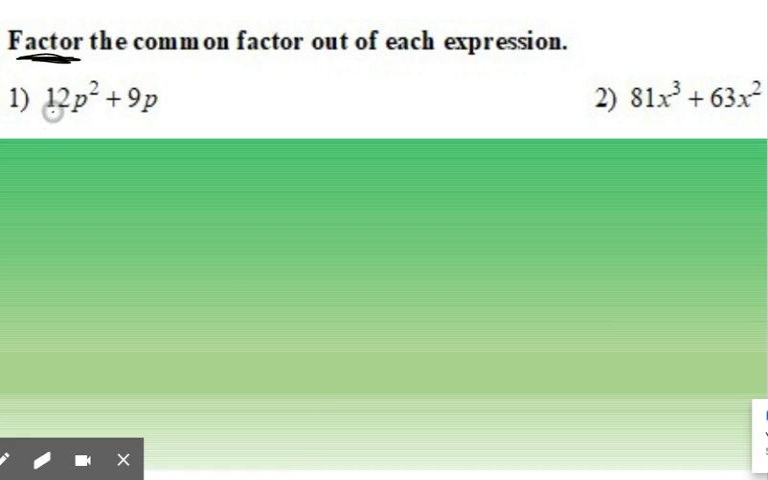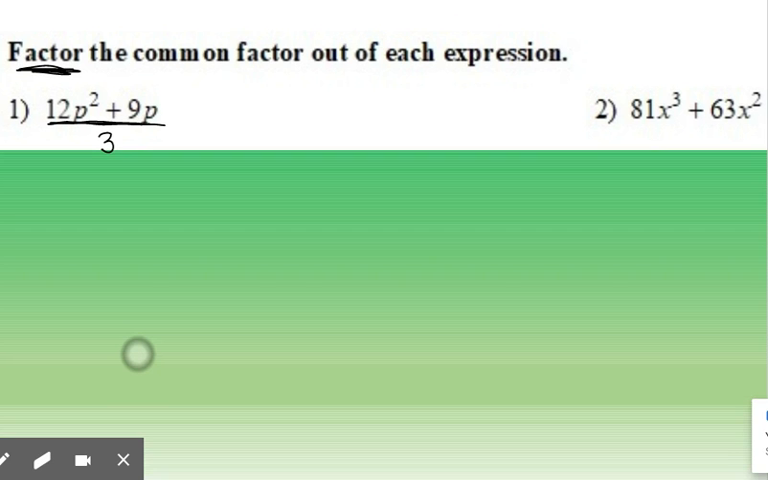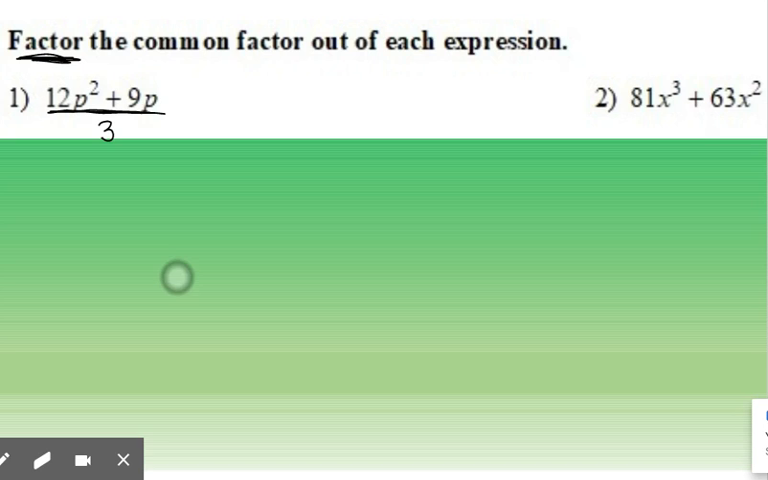So, first, what I'm going to be looking at is the numbers themselves. For number one, 12p squared plus 9p, I'm going to look at the two numbers, 12 and 9, and I'm going to think to myself, what can I divide evenly into both of these? Well, 12 and 9 are both divisible by 3. So I'm going to divide them both by 3. That's going to leave me with 12 divided by 3, that's a 4p squared. 9 divided by 3 is 3, so that gives me a 3p. Okay?